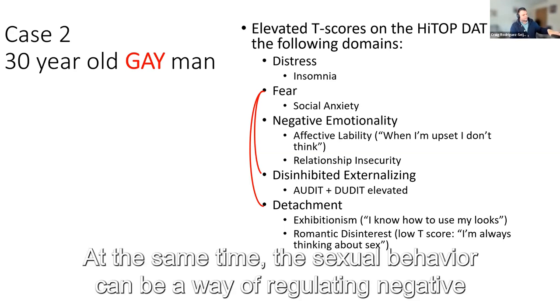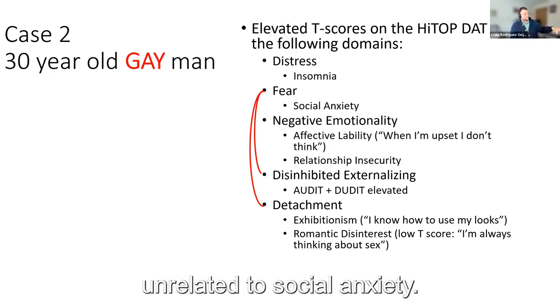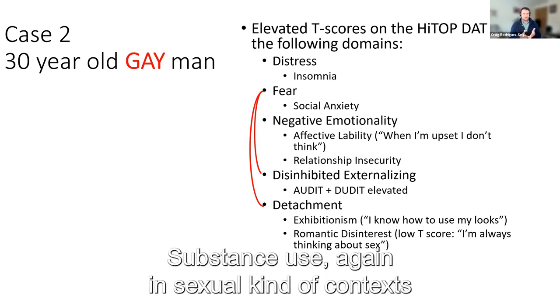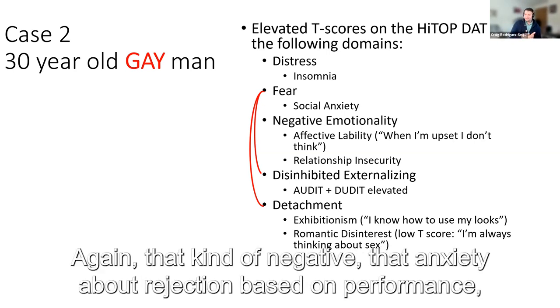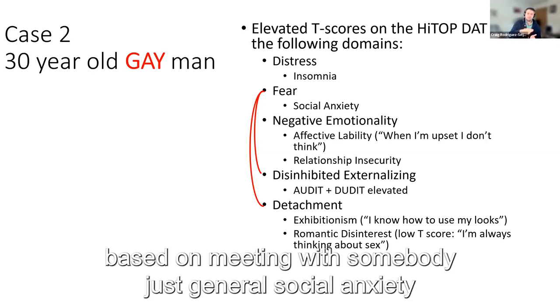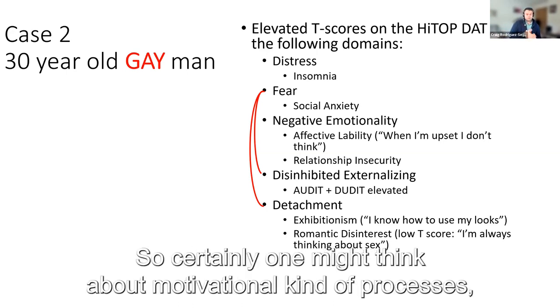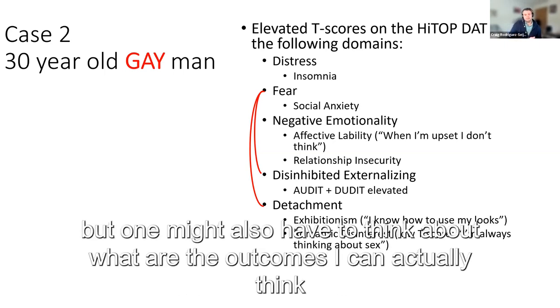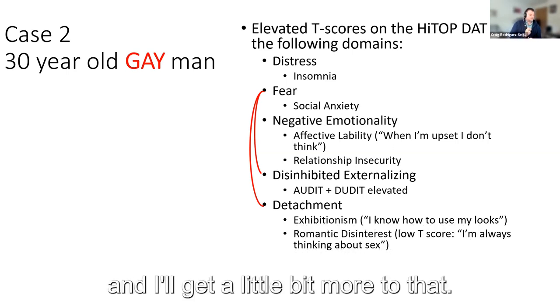At the same time, sexual behavior can be a way of regulating negative emotions, a way of feeling less rejected or feeling affirmed and validated, and is related to social anxiety. Substance use, again in a sexual context, might be related to perceptions or concerns about performance, that anxiety about rejection based on performance, based on meeting with somebody, just general social anxiety, and might be a group-specific way of learning to cope. So certainly one might think about motivational processes, but one might also have to think about what outcomes are realistic for this person based on the context they're in. And I'll get a little bit more to that.